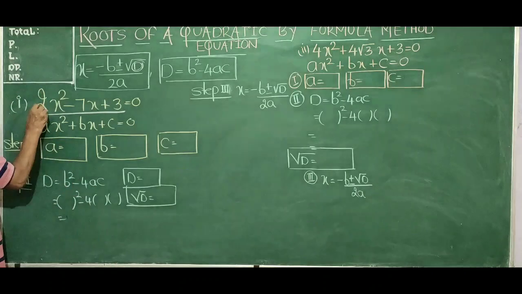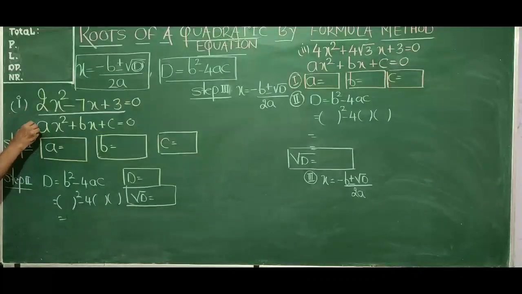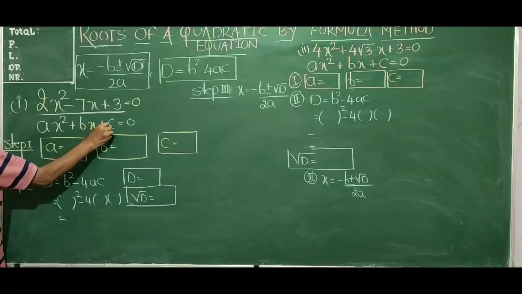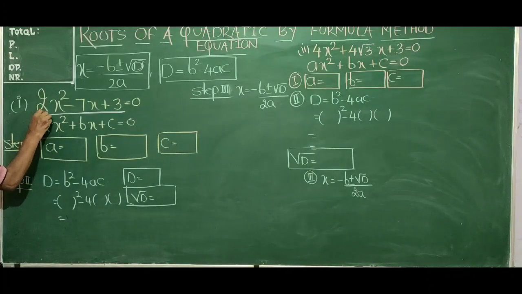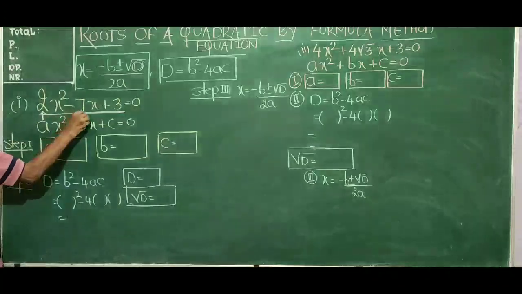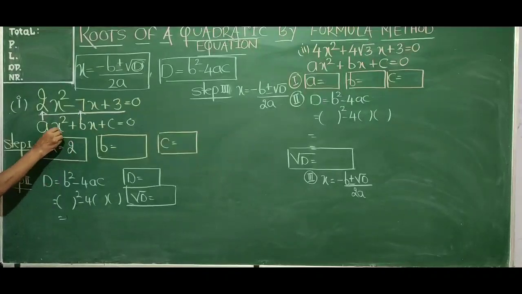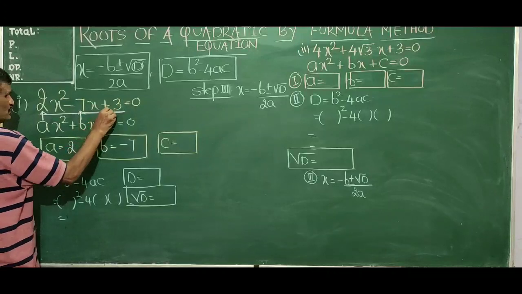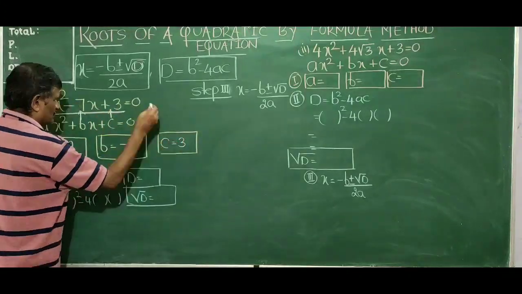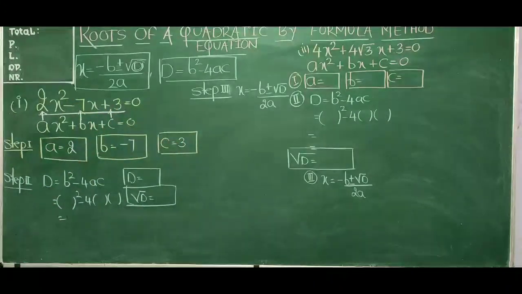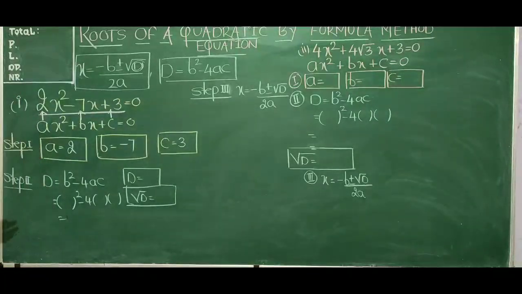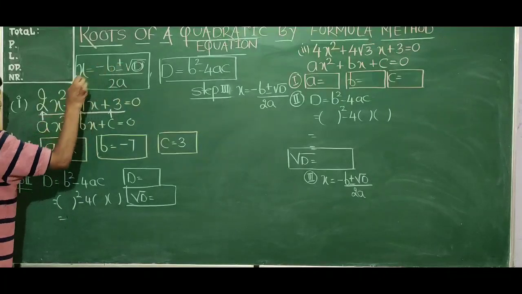The first step in the method is to equate it with the standard form, that is ax square plus bx plus c equal to 0. From this you can very easily say that a is equal to 2, b is equal to minus 7 and c is equal to 3. So, the first step is to find the values of a, b and c. Second step is to find the value of d, the discriminant.